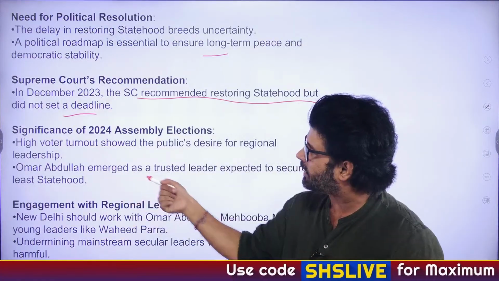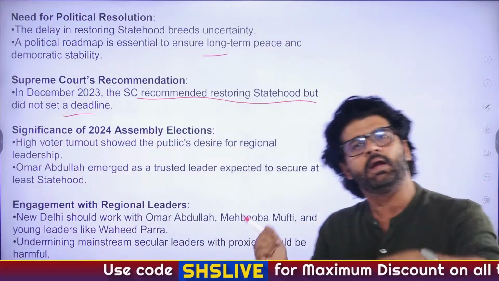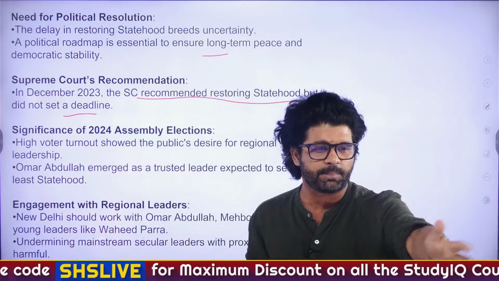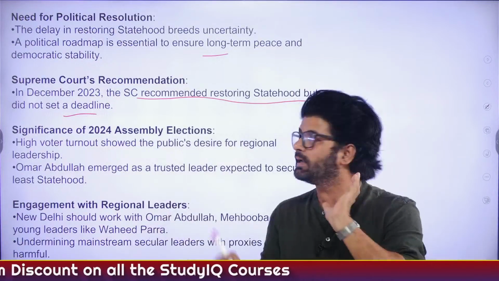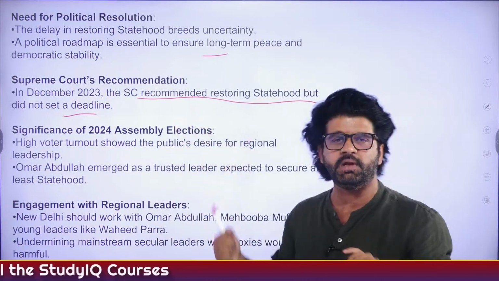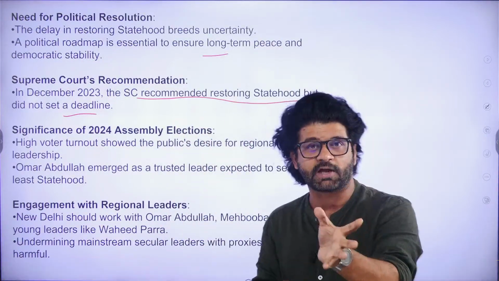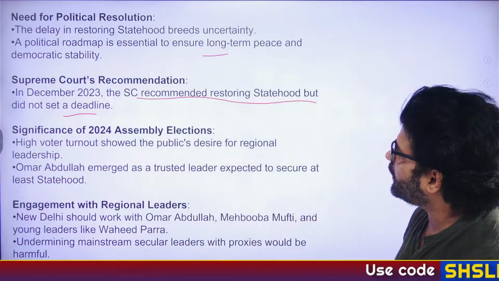You have Umar Abdullah, who is a trusted leader there. Again, we people can have different opinions. Shri Parna can have different opinions. Jivayan can think something else about Umar Abdullah and this and that. But this is not about us. This is about the Supreme Court and the central government. Their views actually matter. So, the significance of the 2024 assembly election.